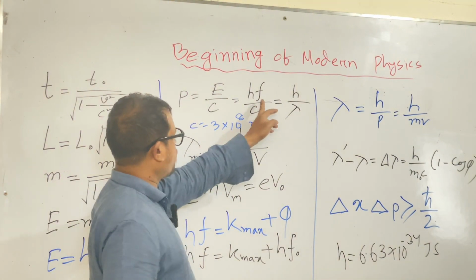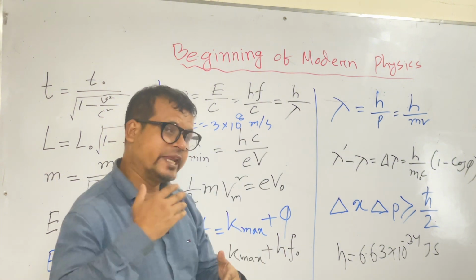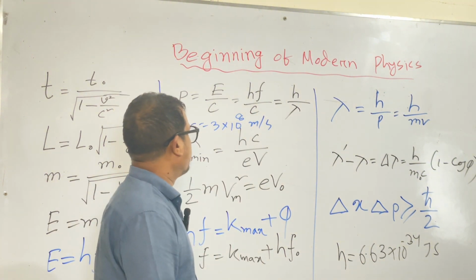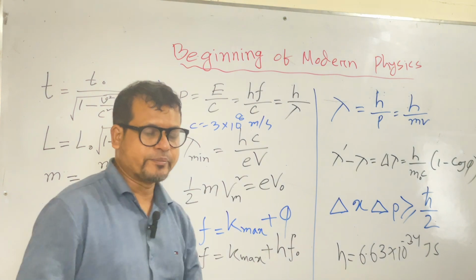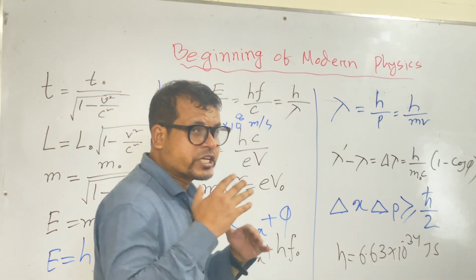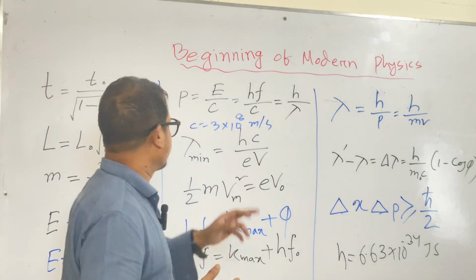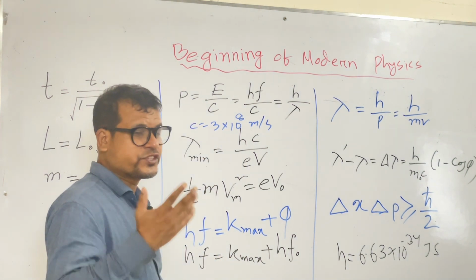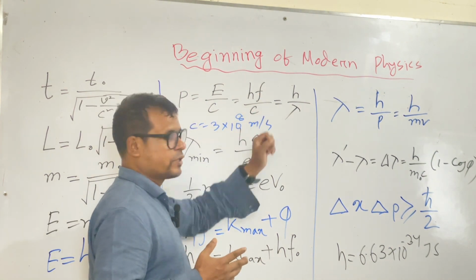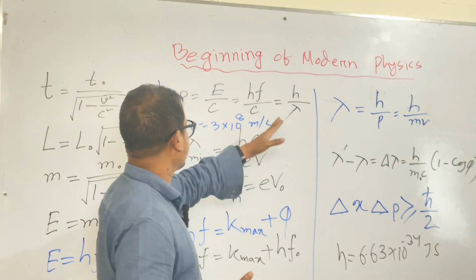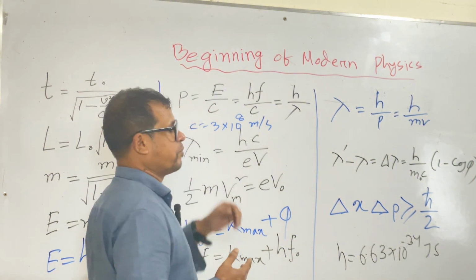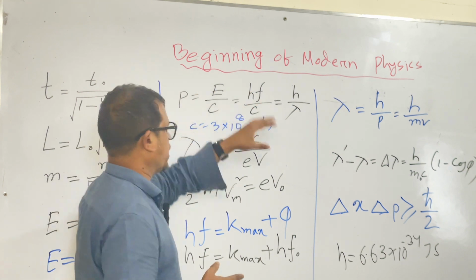From this you can write down h over lambda, since c over f is lambda. If the question gives you lambda and the Planck constant, you will get the momentum. If the question gives you frequency and light velocity, you will get the momentum by the formula p equals hf over c.